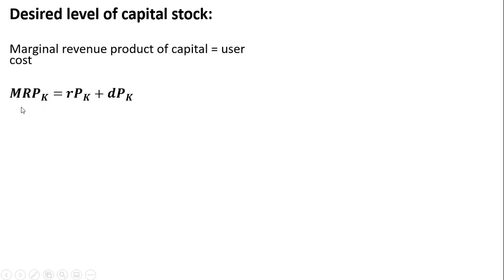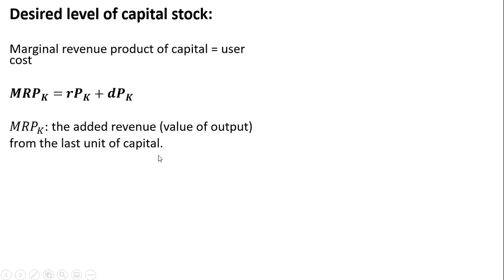Now let's look at the desired level of capital stock. We need to define the marginal revenue product of capital, or some might call it the value of the marginal product of capital, and that will equal the user cost. So in terms here, the ideal or desired level of capital stock occurs when the marginal revenue product of capital just equals the user cost of capital. Keep doing something up until the point where the added benefit just equals the added cost. And so the marginal revenue product of capital is the added revenue, or the value of output, from the last unit of capital. And we would expect this to diminish as we keep purchasing and using more units of capital. The added revenue from the last unit is likely to fall.